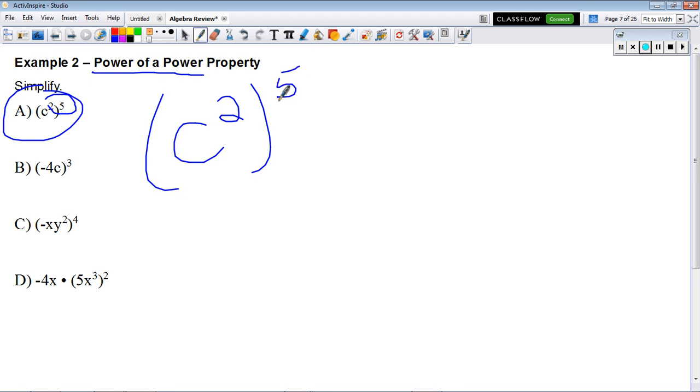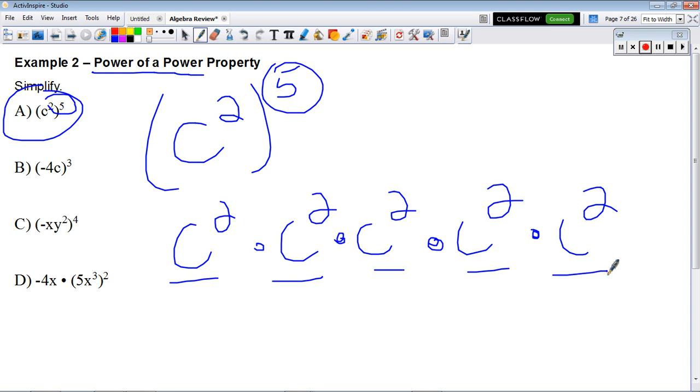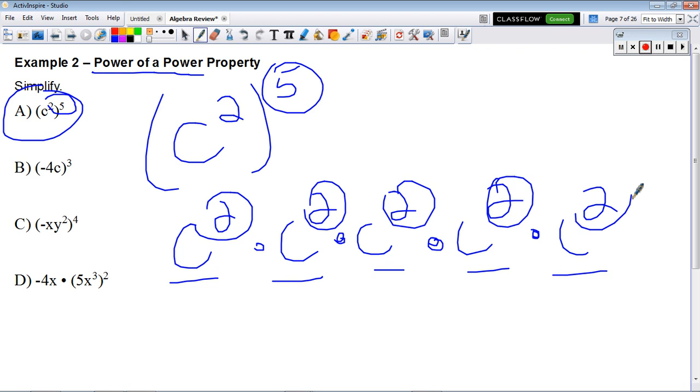So I have c squared to the 5th power. Remember that to take something to the 5th power means to multiply it by itself 5 times. And what this turns into is the problems that we did from example 1. All the variables are the same, so I can add the exponents: 2 plus 2 plus 2 plus 2 plus 2 would be 10. So this would be c to the 10th power.